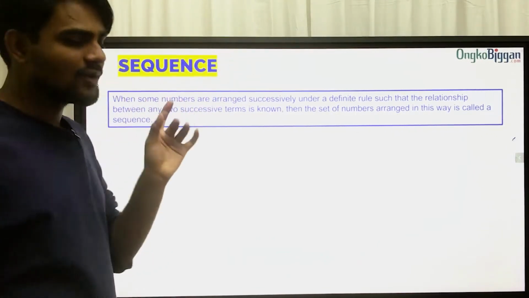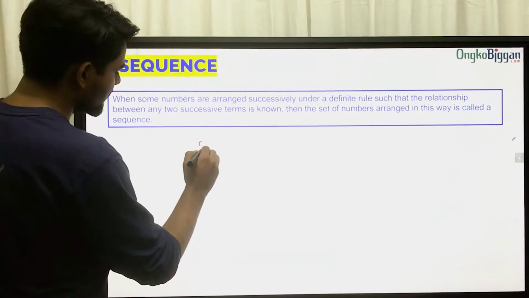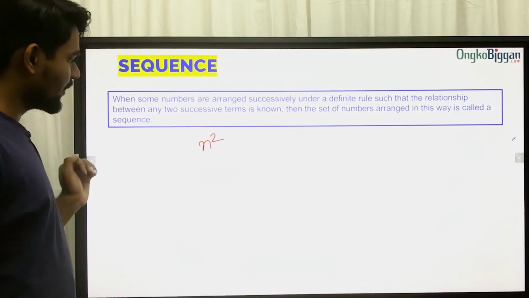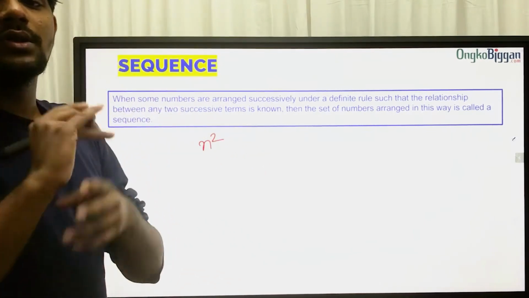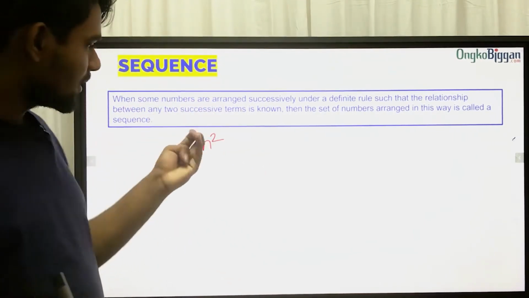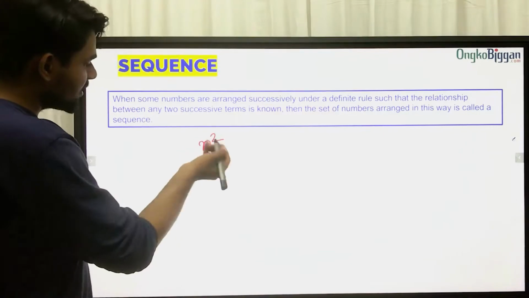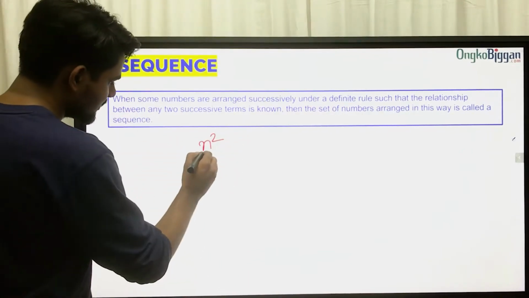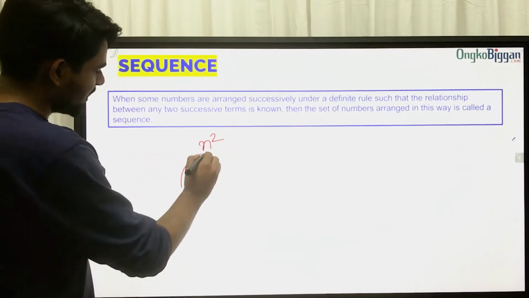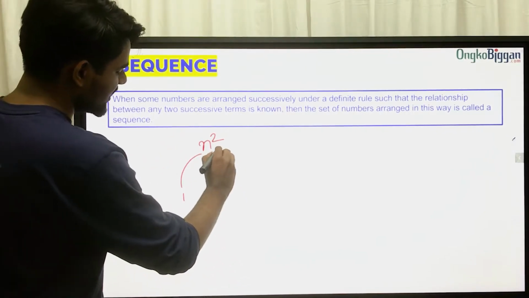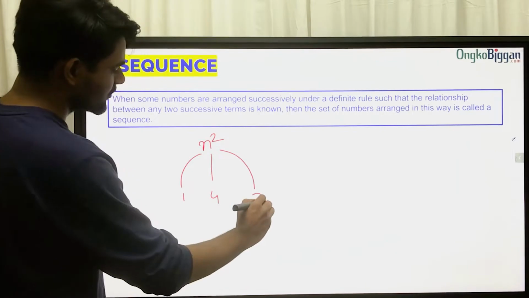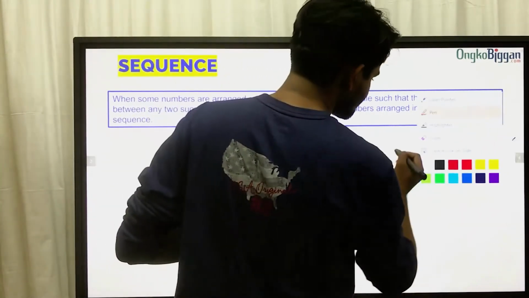So first we need to define a relation. If we define a relation as n squared, then n squared is the basic relation between successive terms of a sequence. So if n is equal to 1, we will get 1. If n is equal to 2, we will get 4. If n is equal to 3, we will get 9.